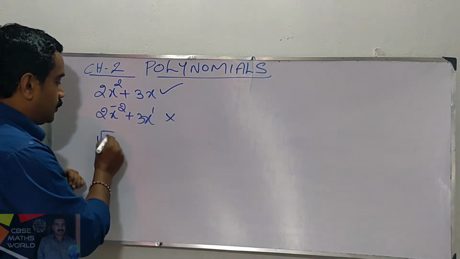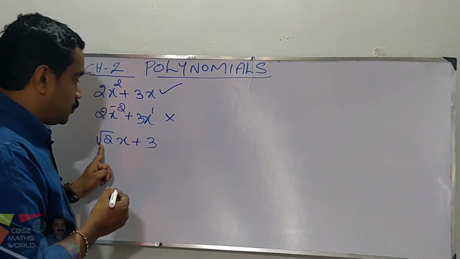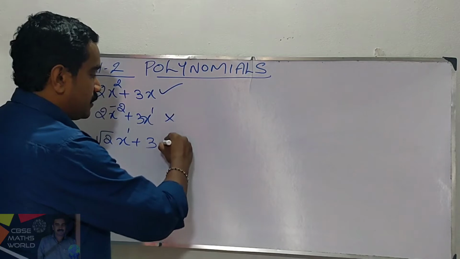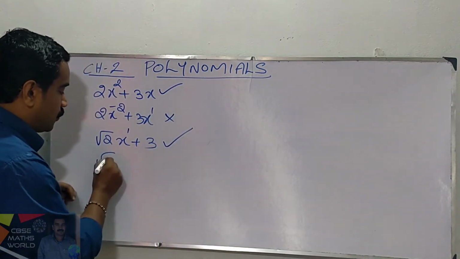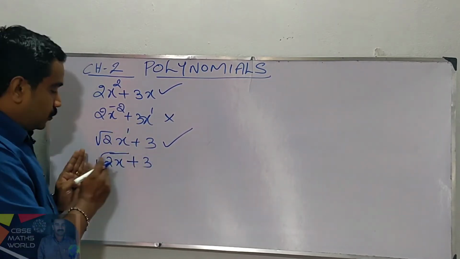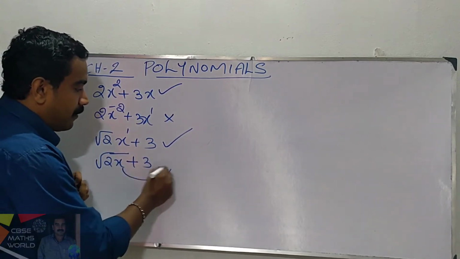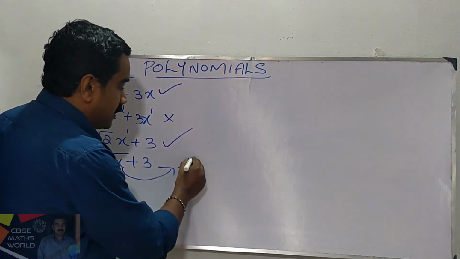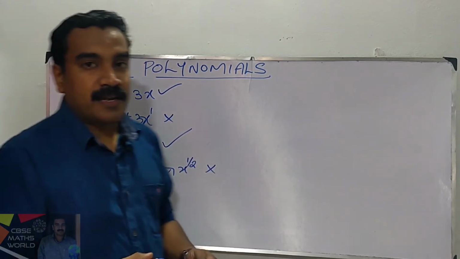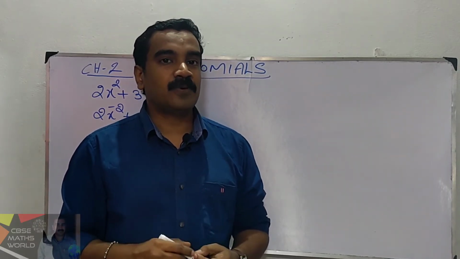Look at the next one. Root 2 x plus 3. This root is for 2 only. So it is root 2 and x. What is the power of x here? The power of x is 1. So 1 is a positive integer, so it is a polynomial. Look at the next one. Root of 2x plus 3. Root of 2x means this root is applicable for both 2 and x. So what is the power of x here? The power of x is root x, which means x raised to 1 by 2. 1 by 2 is not a positive integer. That's why it is not a polynomial. So what is a polynomial? A polynomial is an algebraic expression in which the powers of the variable are positive integers.